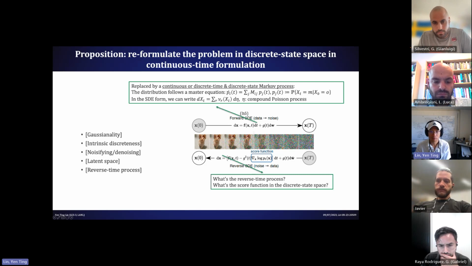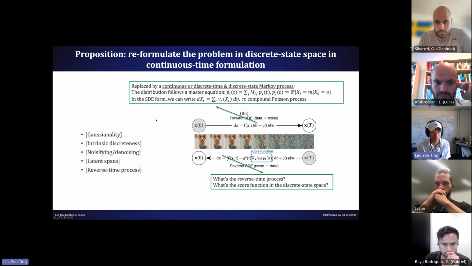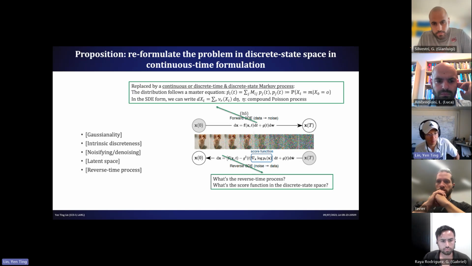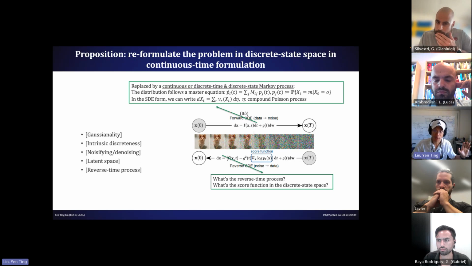By doing so, we address all of the questions, right? For Gaussianity, apparently here we're using Poisson, so there's no Gaussianity. Now, there is an intrinsic discreteness of the system. You'll see that we'll be able to address noisifying and denoising using a specific process, as well as the latent space question. And then we want to build the reverse time process here, right? The overarching goal here is to consider all the Markov stochastic processes. So you have Anderson 82, which gives you the reverse, and we want to construct the reverse for the jump. And now you have both of the formulas.